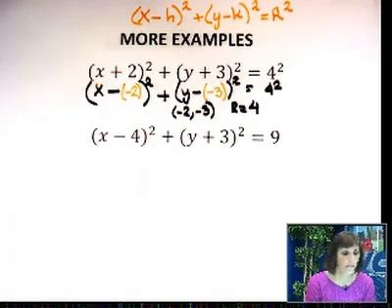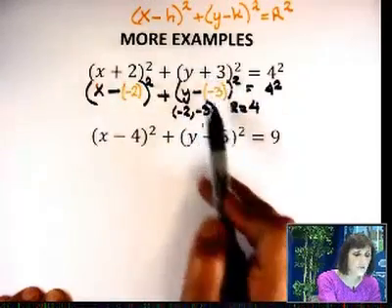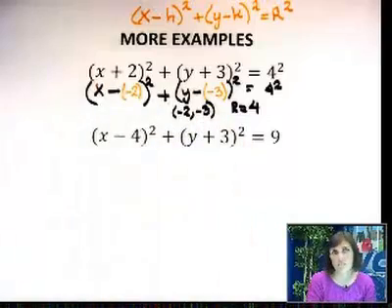You can also do the same kind of thing. If you have a plus, change it to minus. If you have a minus, change it to plus. So both of them have pluses. That means the center is going to be at the minuses.